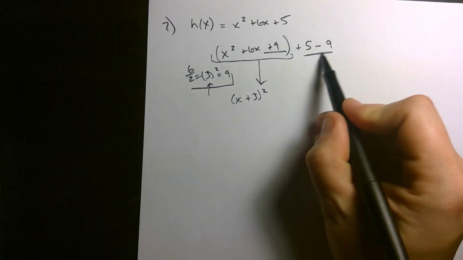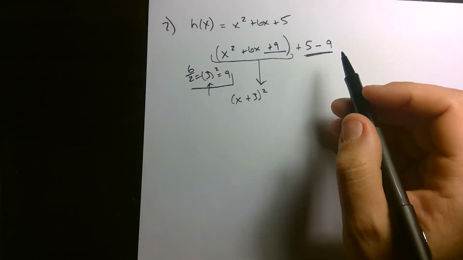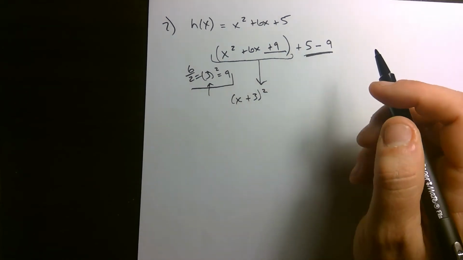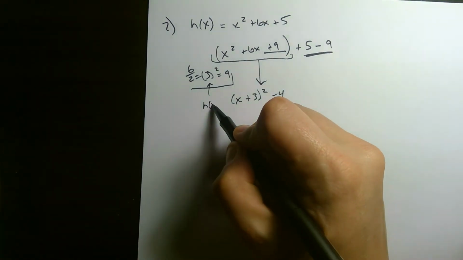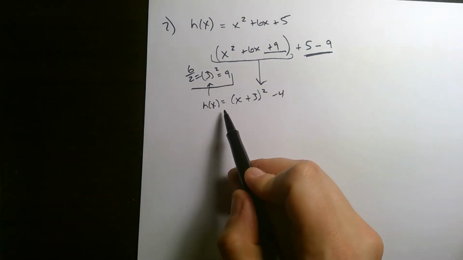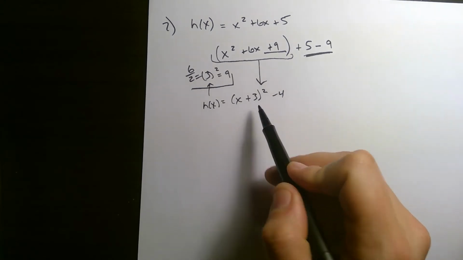And so then I'm going to look over here. These are just whole numbers. What is 5 minus 9? Well, when I take 5 and I subtract 9 from it, it's just going to give me negative 4. And so now I'm going to have this function, h of x equals, and then guess what? This is in vertex form.